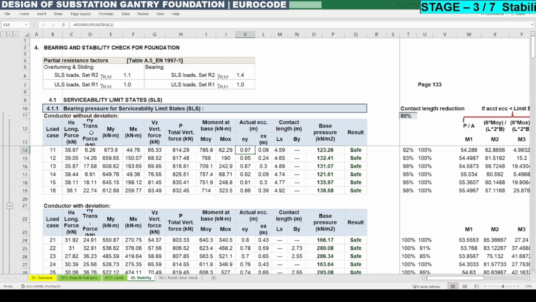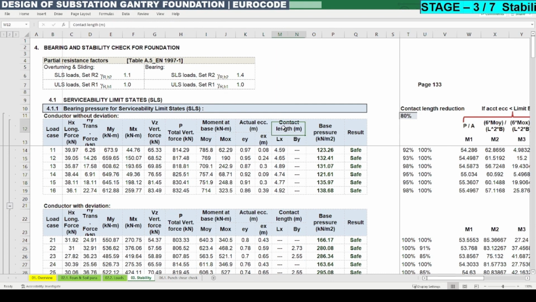Next, coming to the eccentricity, the actual eccentricity. Actual eccentricity is nothing but the moment divided by the total vertical force. In that we also need to consider both directions. So eccentricity Ey equals Moy divided by P. Similarly, eccentricity Ex equals Mox divided by the vertical force P.